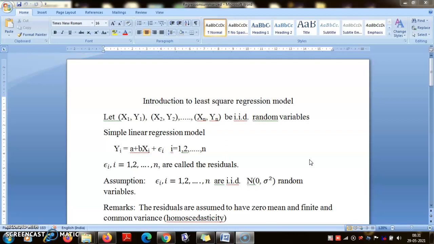So regression is a means of modeling cause and effect relationship. So y is called the dependent variable, x is called the independent variable. The purpose of making this model is to study the effect of x on y. And now this is the simplest of all the models that come under the category of something called generalized linear models. So here x represents the cause and y represents the effect.